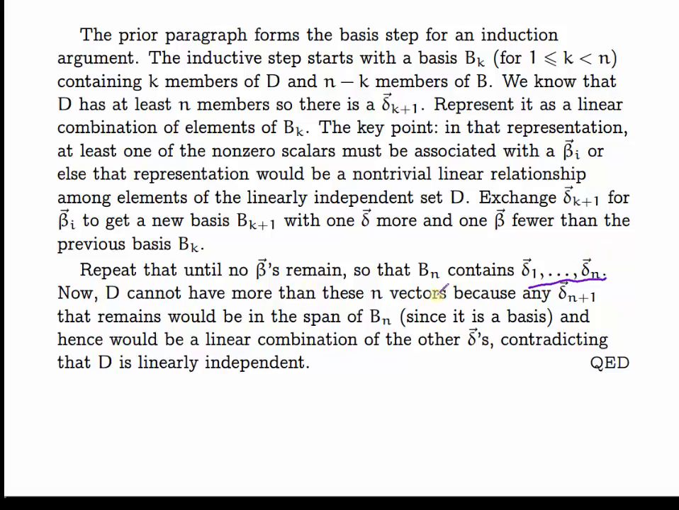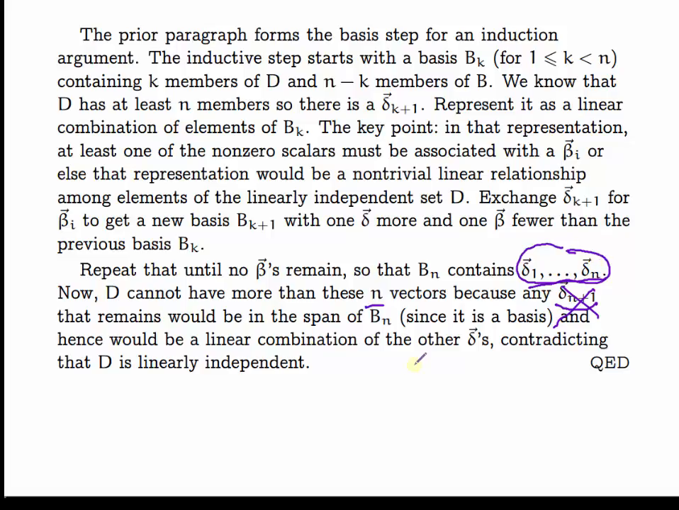Now, D can't have more than these n vectors, because if it did, any additional delta would be in the span of these n vectors. But that's not possible, because we know that the deltas are linearly independent. In some sense, they're a minimal spanning set. So it's not possible to have any deltas left over at the end of this process. So we started out with betas, we replaced them with deltas, we still have a basis. That means that the set of deltas must have n elements.